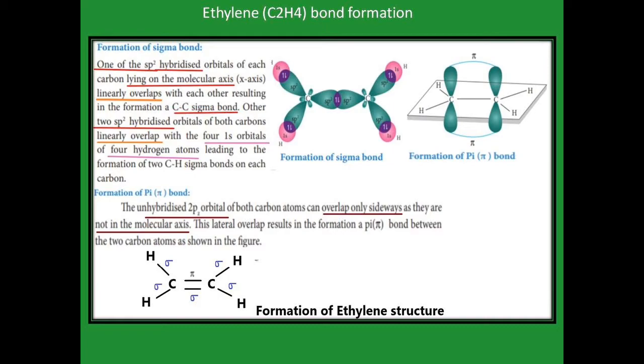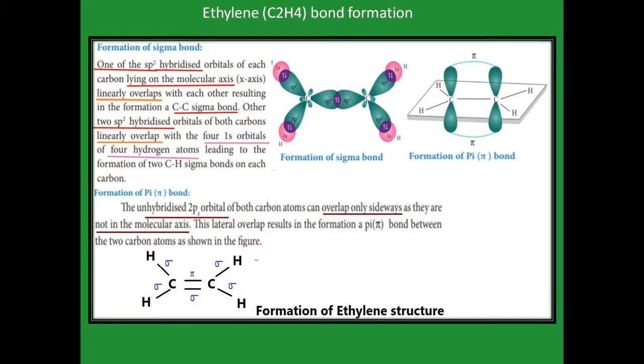Now in each carbon atom, we have one unhybridized orbital. That unhybridized orbital is indicated in the second diagram. See that it is perpendicular to the molecular axis. So they overlap sideways. They are going to be sideway overlaps, so they form the pi bond.